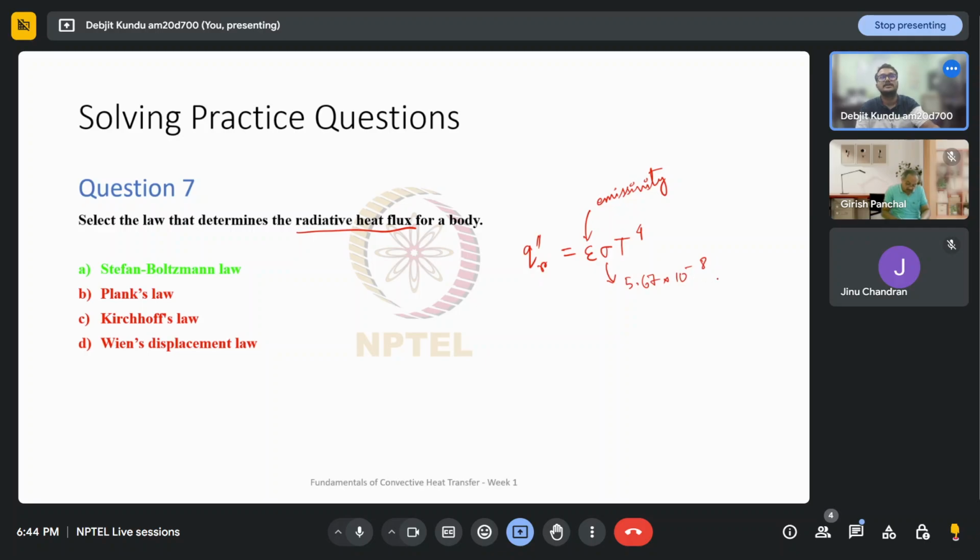Okay, so this has a unit as well. The unit of this should be heat flux divided by Kelvin to the power 4. Right? Yeah, sounds right. Okay, so that is the Stefan-Boltzmann law. Any questions on this?